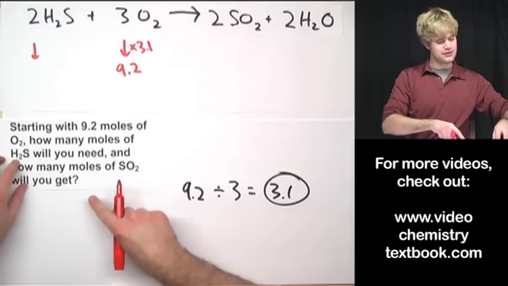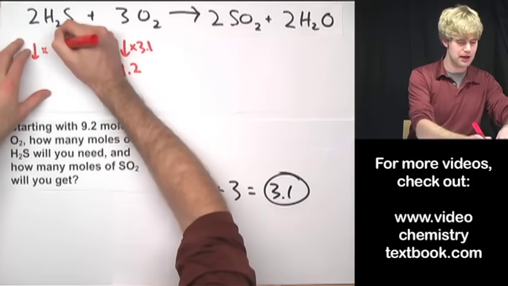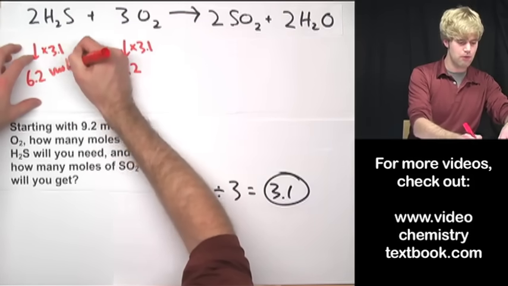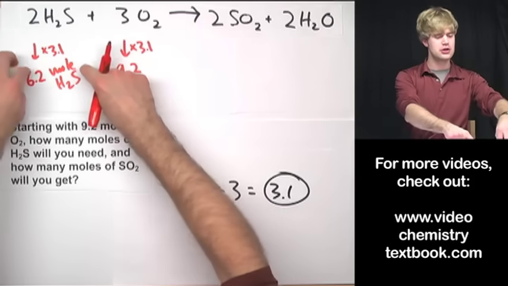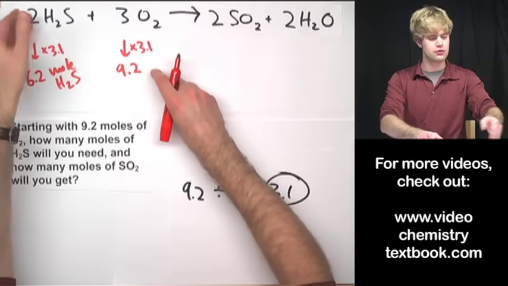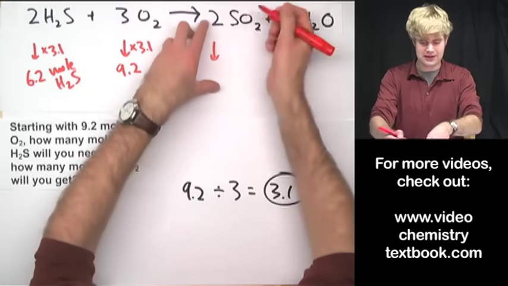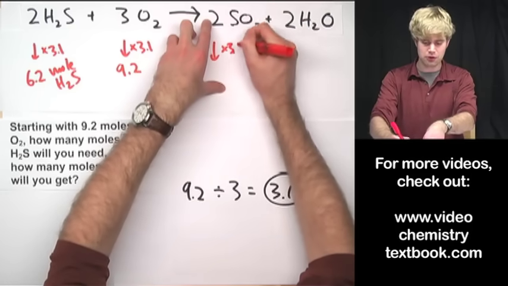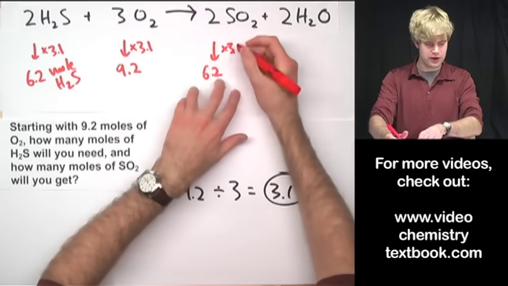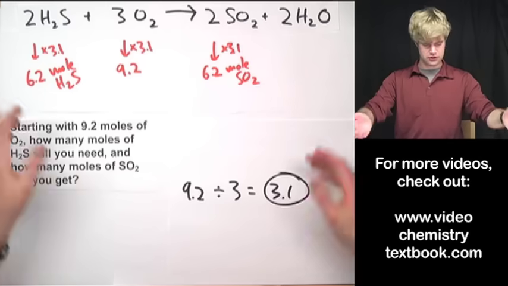And how many moles of H2S am I going to need? I'm going to have to multiply everything in the equation by the same amount. So times 3.1 here is going to give me 6.2 moles of H2S. So that's how much H2S I'm going to need to combine with my 9.2 moles of O2. And then, how many moles of SO2 will I get? I take my 2 moles of SO2 and multiply that by 3.1 as well. I've got to do the same thing to the whole equation, and then I get 6.2 moles of SO2. So that's how we do that.